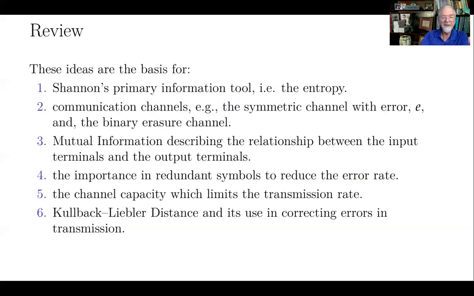So these ideas are the basis for Shannon's primary information tool, the entropy, which we recognized was identical to the Gibbs entropy modulo a constant and the base of the logarithms.